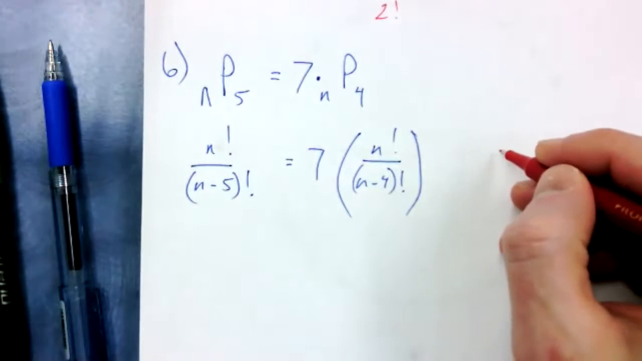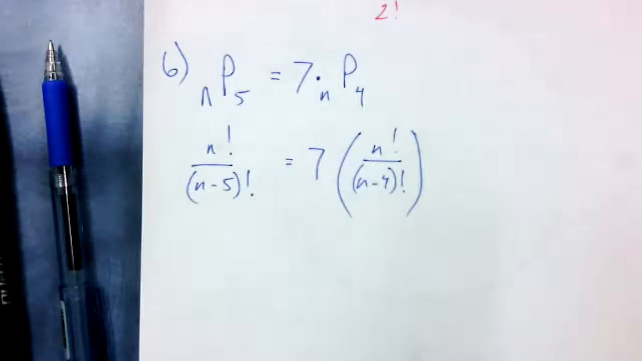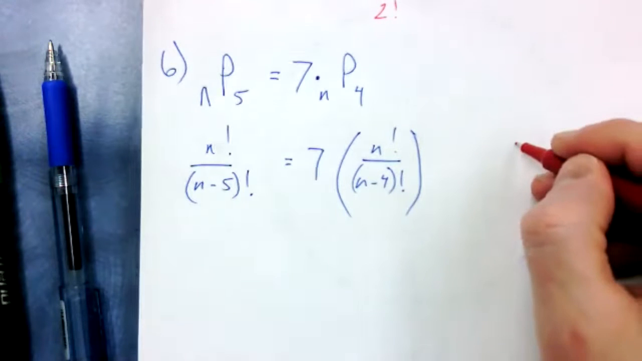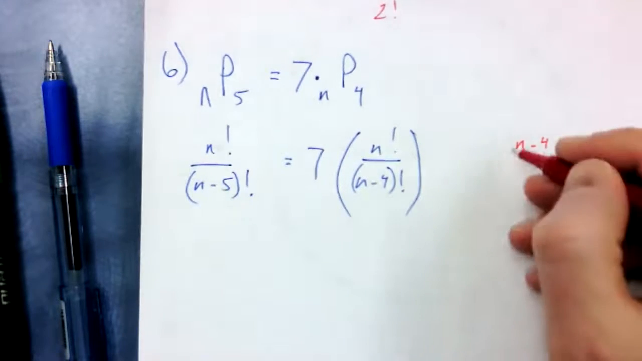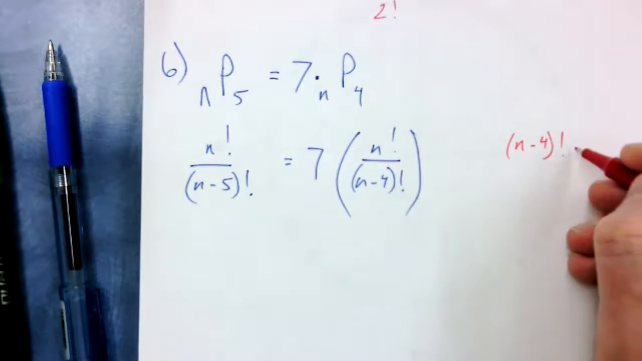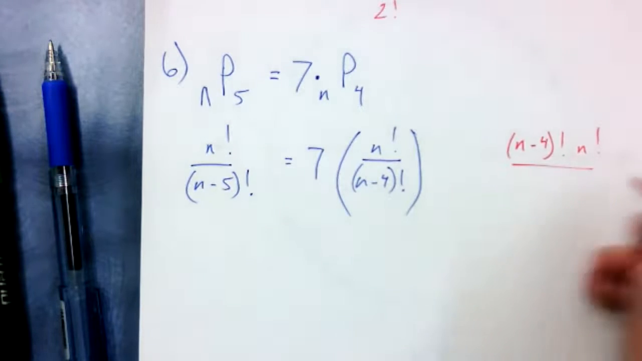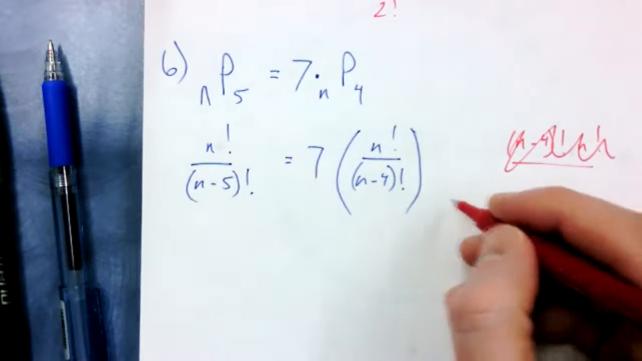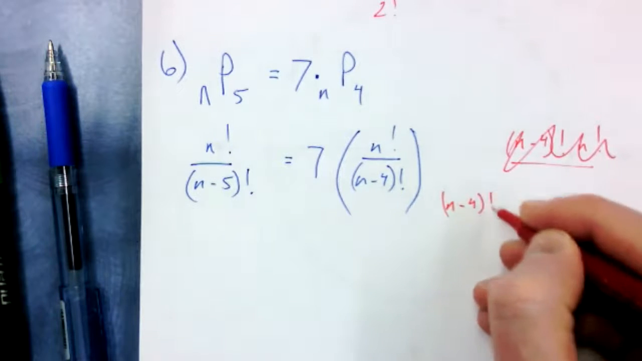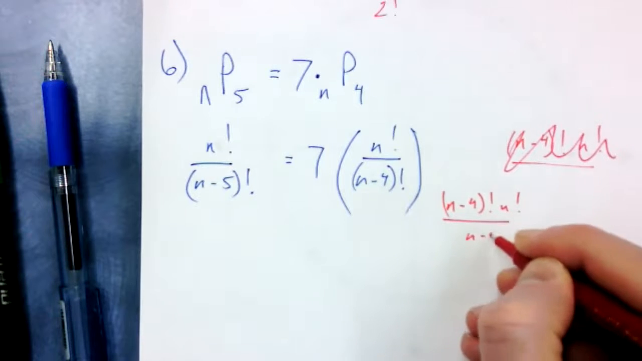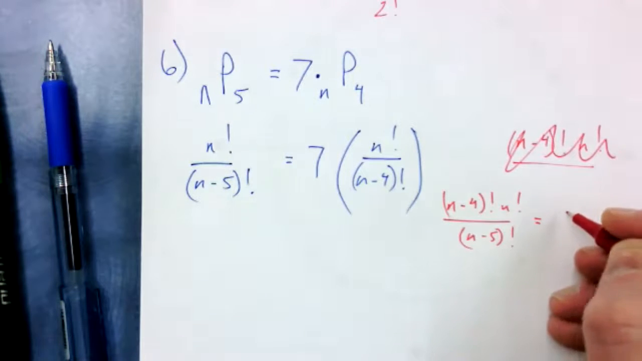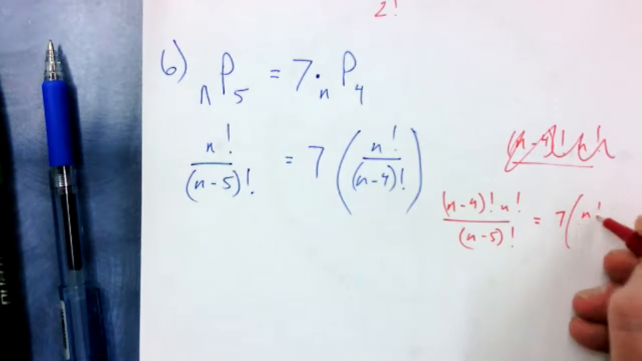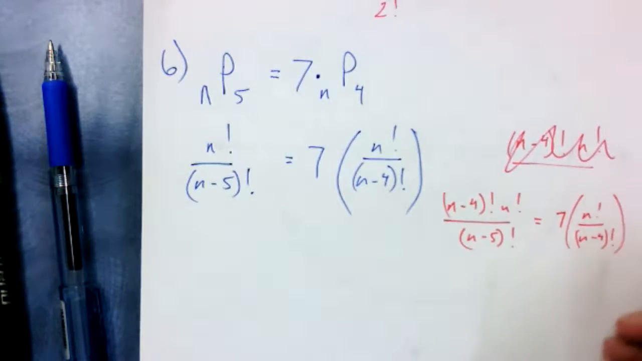And I will say, you don't have to write this down, because what you're saying makes sense. I want to show you an easier way, but I'm going to do this just so you guys know, because it's good to know the different ways. It helps your understanding. And I honestly didn't even think of doing it this way. So n minus 4 factorial times n factorial over n minus 5 factorial equals 7 times n factorial over n minus 4 factorial times n minus 5 factorial.